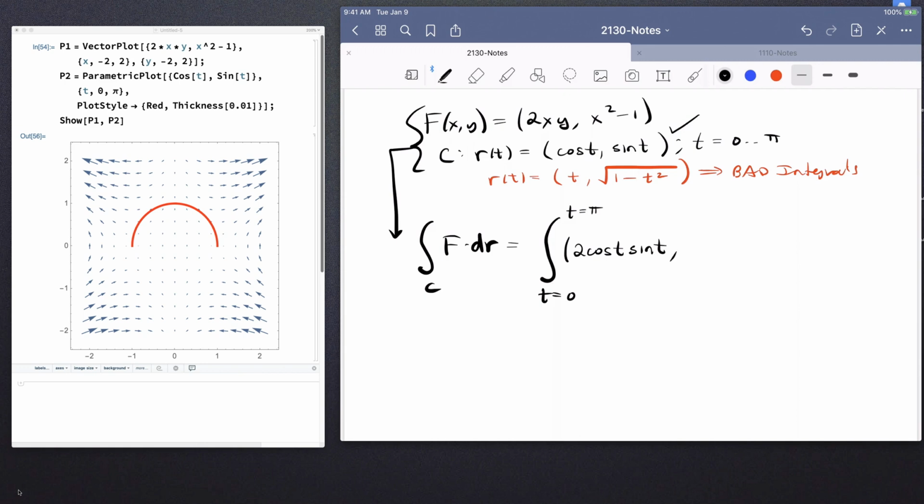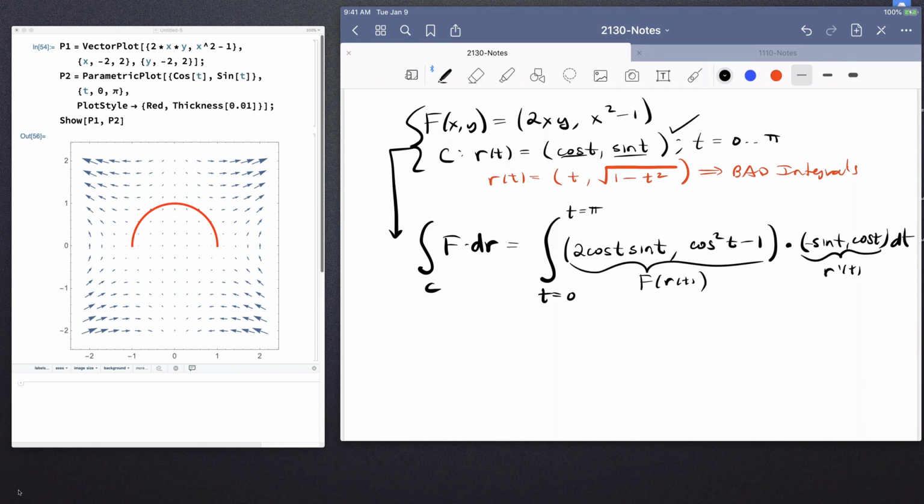Wherever there was an x, put in a cosine. Wherever there was a y, put in a sine. X squared minus 1 is cosine squared of t minus 1. There's the vector field at those points along the curve. And then we need to bring in our derivative of our curve, r prime of t, or the direction vector of the curve, and derivative of cosine is negative sine, derivative of sine is cosine. There is r prime of t.